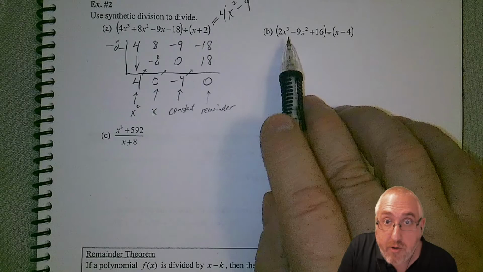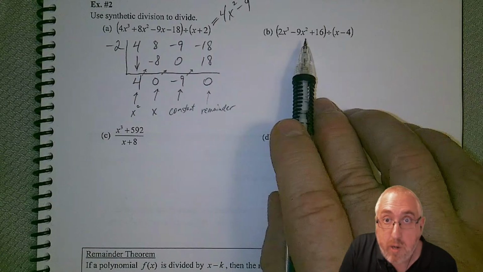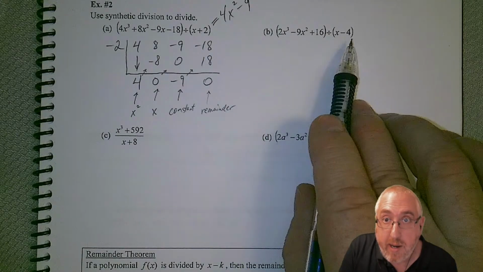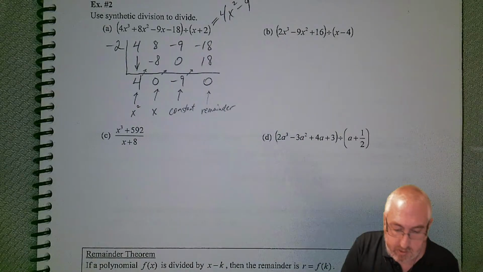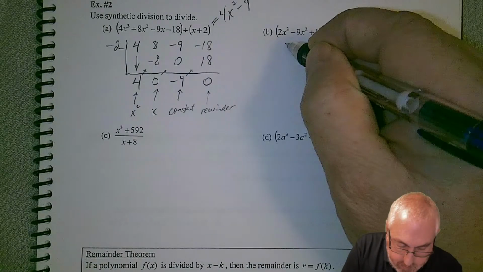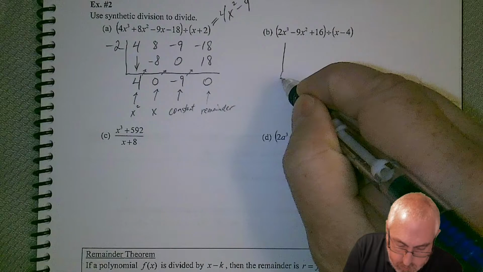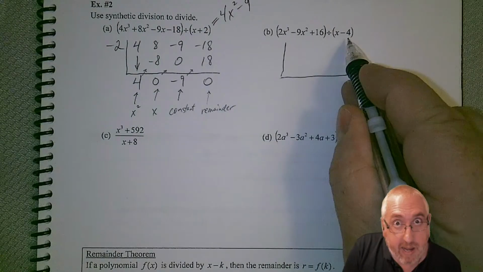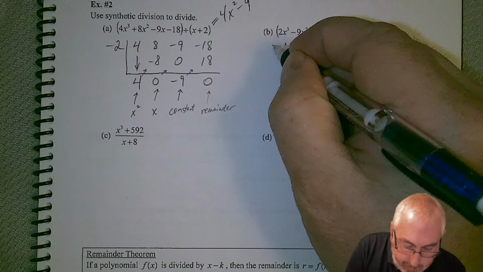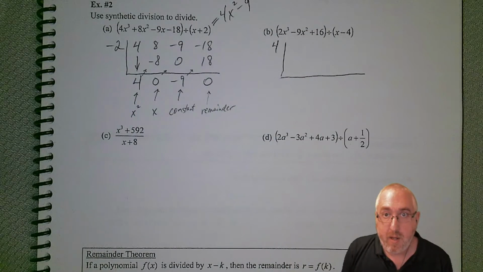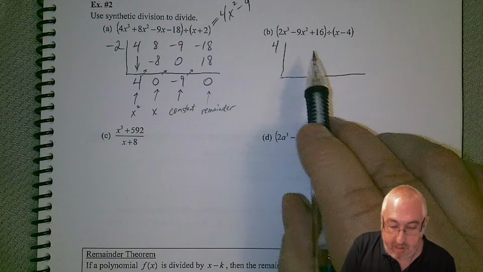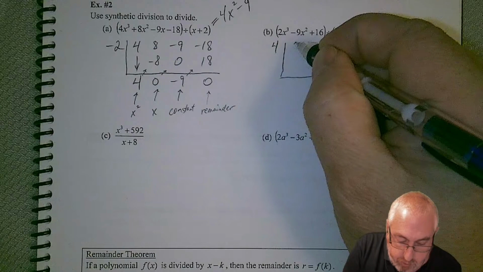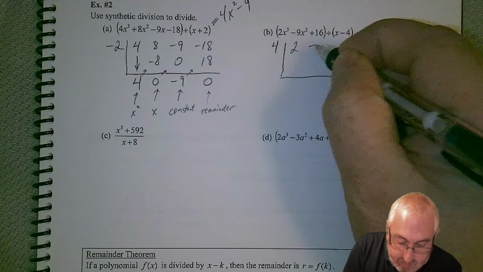So we got 2x cubed minus 9x squared plus 16 divided by x minus 4. So let's get our L. And because it's x minus 4, k is positive, so we want a positive 4 on the outside. And now let's get our coefficients. So 2, -9, and 16.